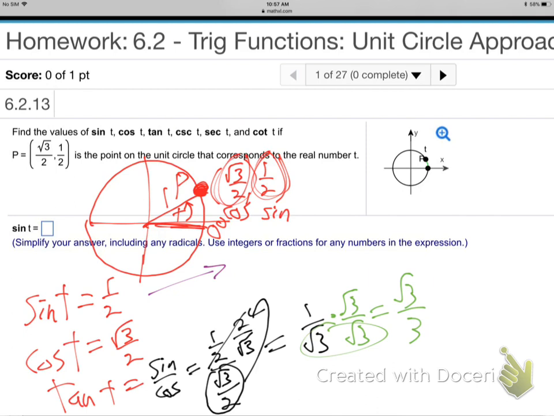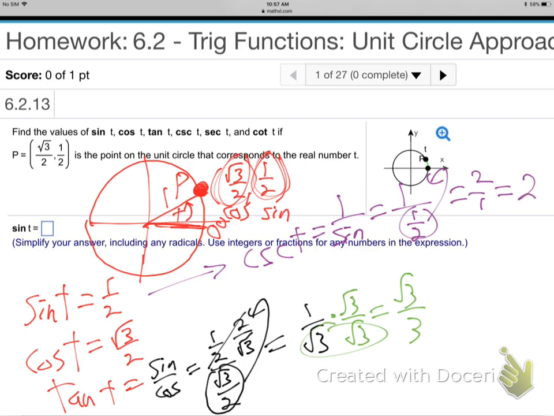Cosecant, that's going to be 1 over the sine. So 1 over a half. Flip that up, 2 over 1, 2. Cosecant's 2. And then upside down from cosine would be secant. So flip that over. So you're going to get 2 over root 3. I just flipped the cosine upside down there. And can't leave a root in the bottom. So multiply by root 3 over root 3. What do we get? 2 root 3 over plain 3.